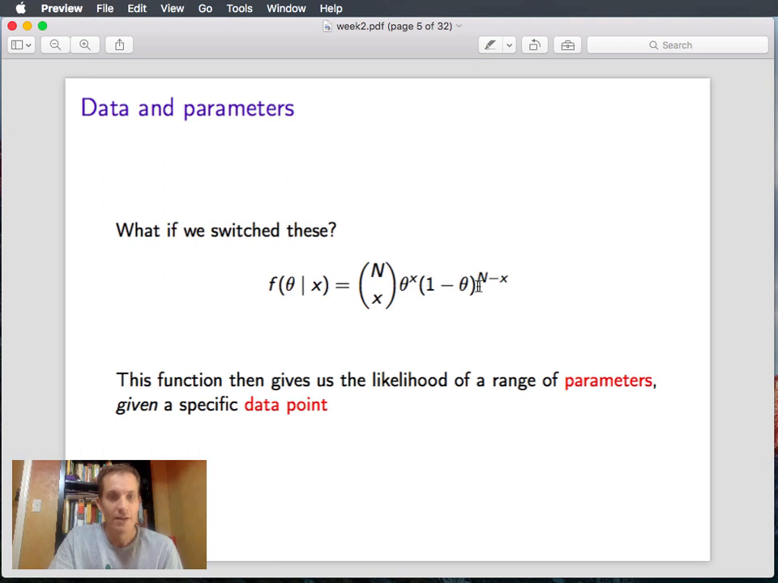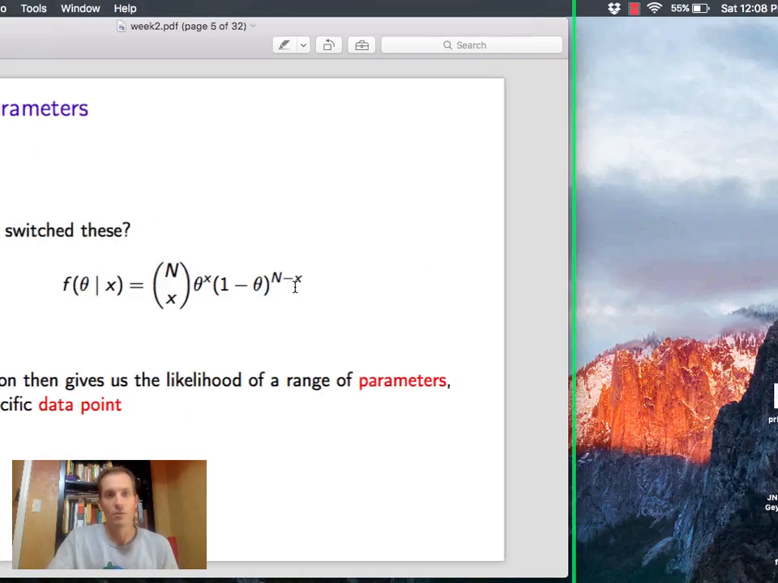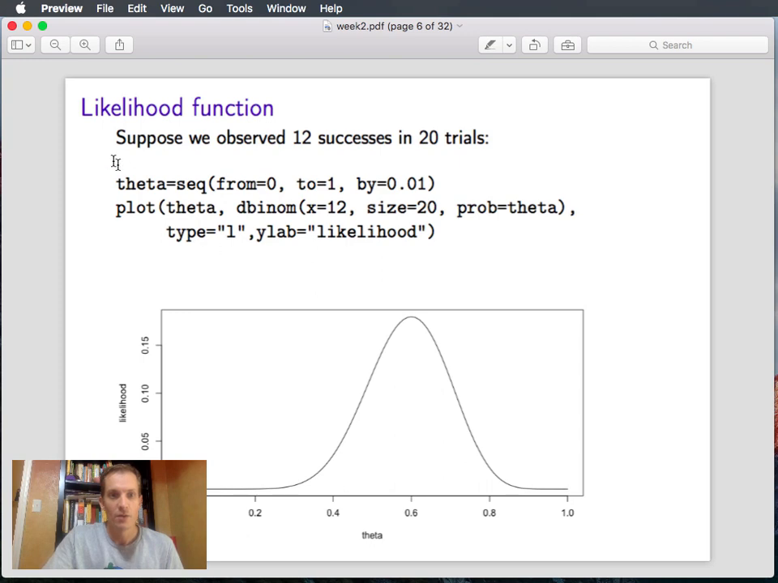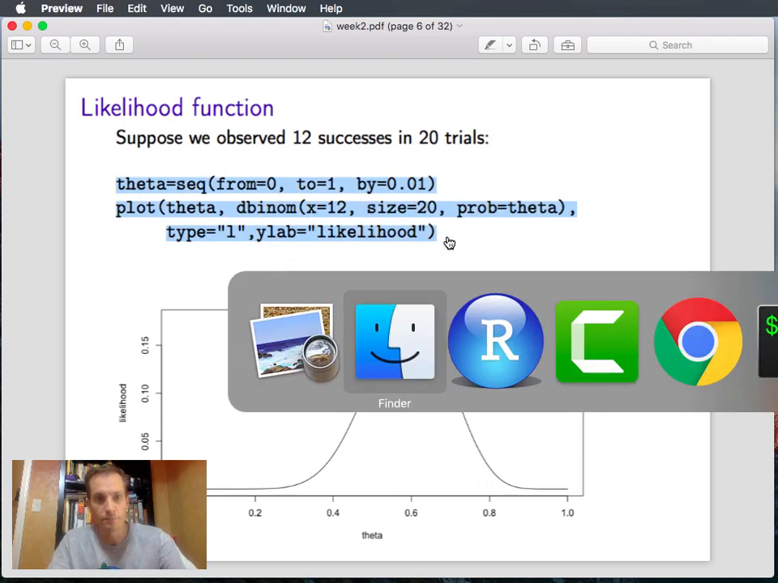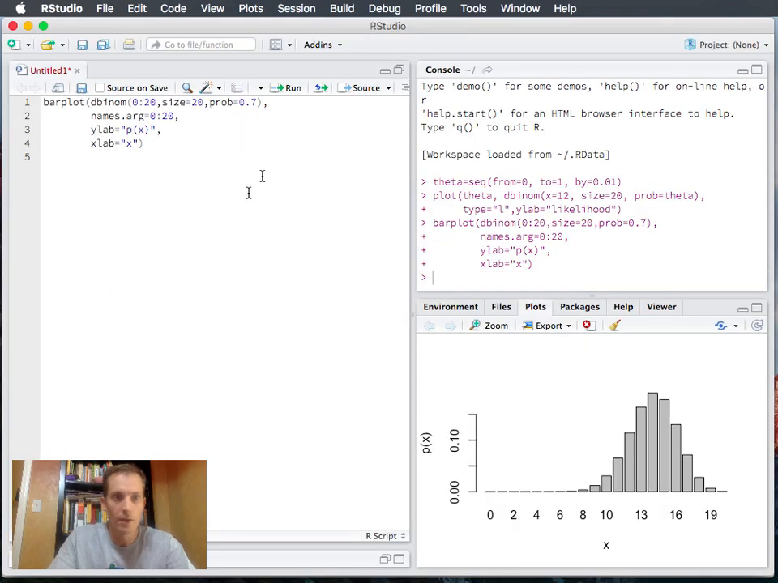I want to plot this binomial distribution, but instead of it being a function of the possible x values, which are whole numbers, 0, 1, 2, 3, up to 20, I want to look at it as a function of the parameter values. These parameters are thetas that can range from 0 to 1. So on the next slide, I've got some code here that will accomplish this for us. So let's go back to RStudio, and we'll put that code in.